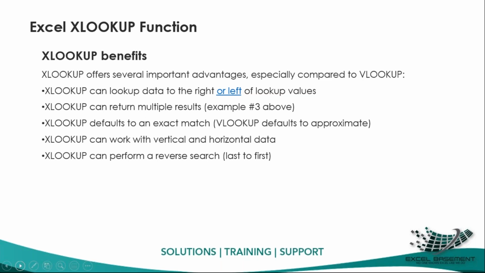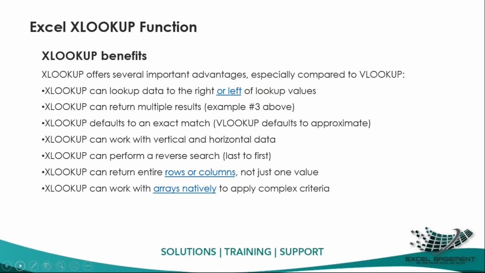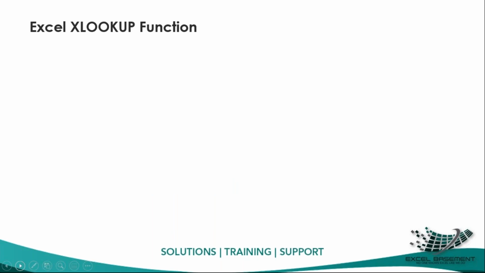XLOOKUP can perform a reverse search, which is not available in VLOOKUP and INDEX and MATCH. XLOOKUP can return entire rows or columns, not just one value, because it creates spills. XLOOKUP can also work with arrays natively to apply complex criteria.